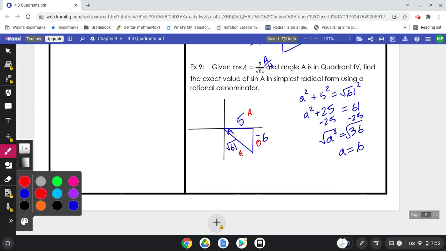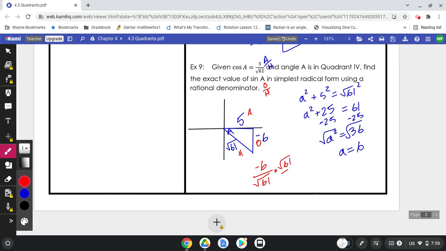Okay, we're almost done now. To find the sine, remember sine is O over H. So our O, -6, over H, square root of 61. We can't leave it like that because it asks us to have a rational denominator. So multiply by square root of 61 over square root of 61. And we will get -6 square root of 61 over 61. 6 and 61 don't have a common factor, so we are done.